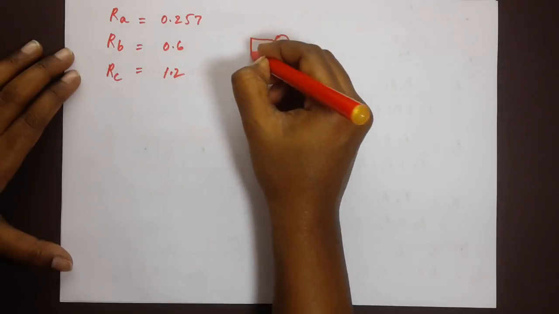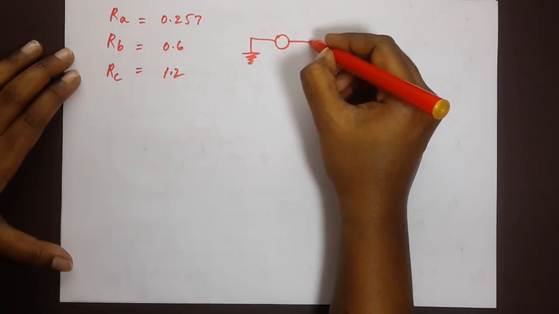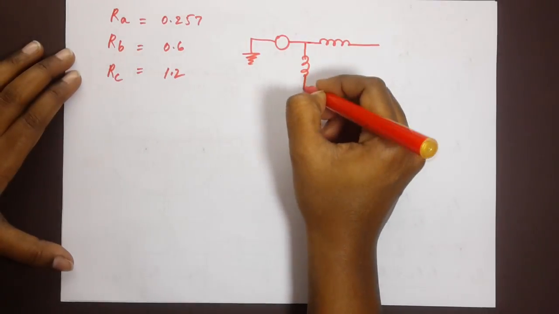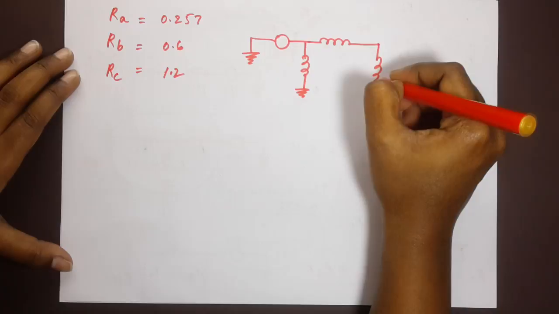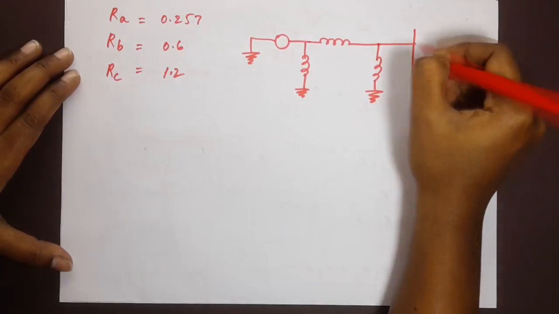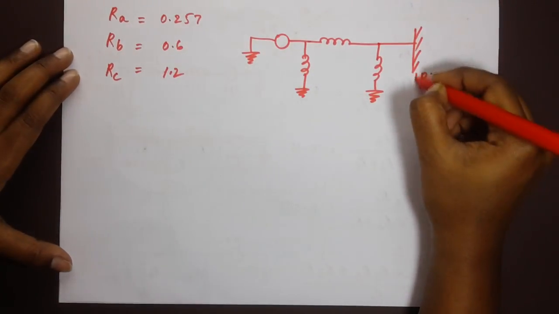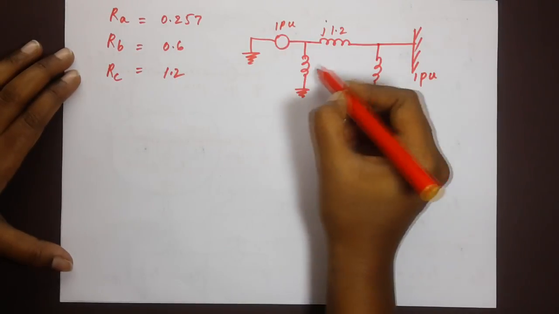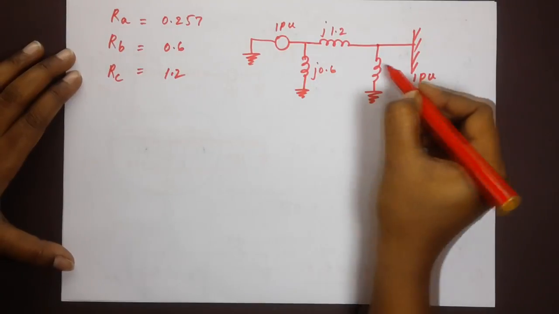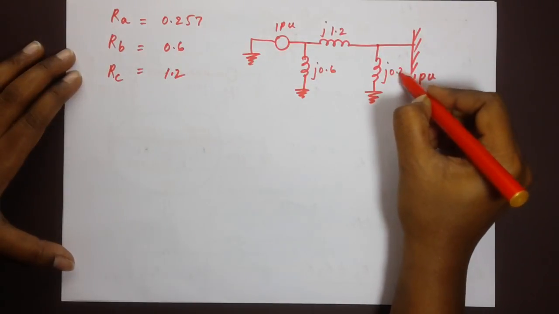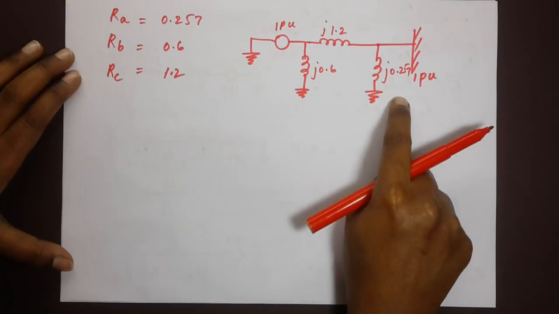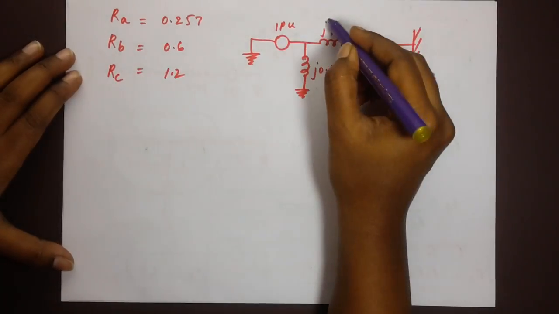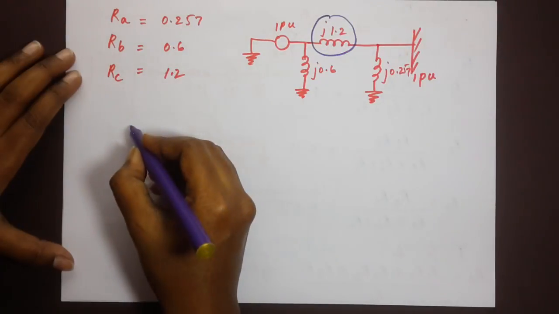So our circuit now becomes as such. Let me just show you. Here this is 1 pu, this is 1 pu, this is j1.2, this is j0.6 and this is j0.257. Now we concentrate on the impedance of the line.